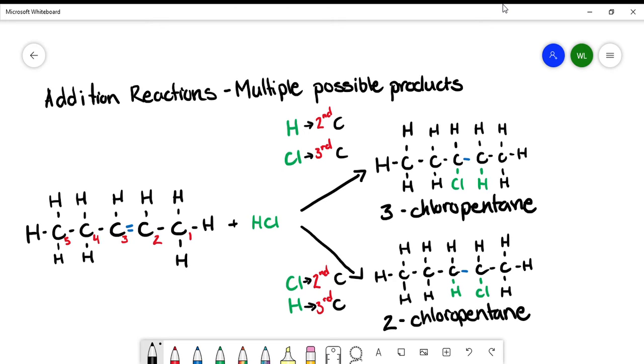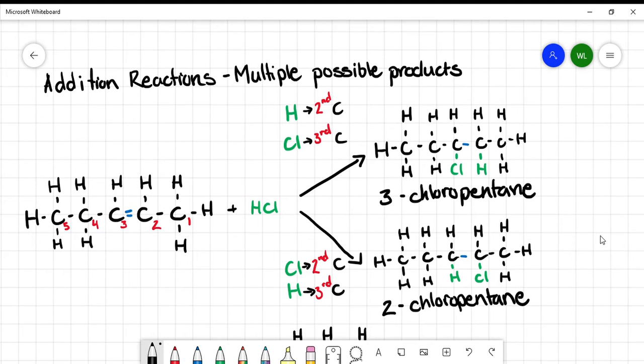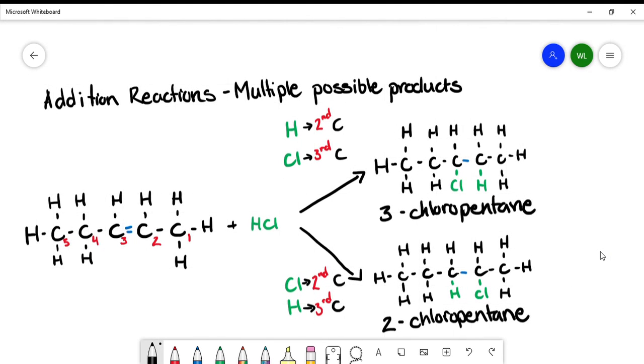So, these are not the same, although they do look remarkably similar. These 2 products are called isomers. Isomers are molecules with the same formula, which in this case is C5H11Cl. However, they have the atoms in different places, and as a result, cannot be considered the same thing.